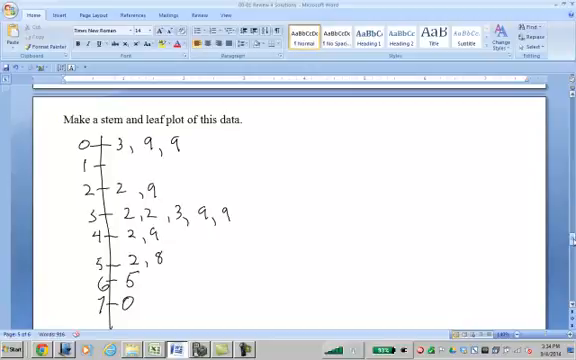If we made a histogram, we'd see a similar plot. Now, I'm not going to test you on histograms. I will test you on stem and leaves. I will test you on box plots. Okay, I'm not going to test you on everything.